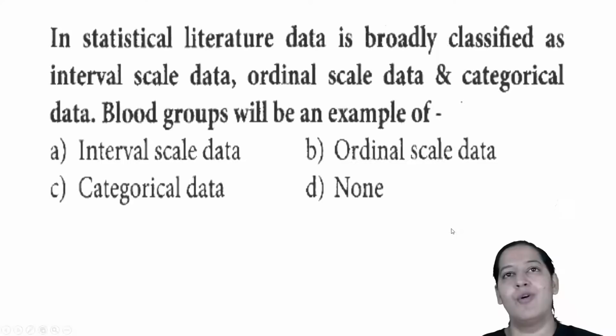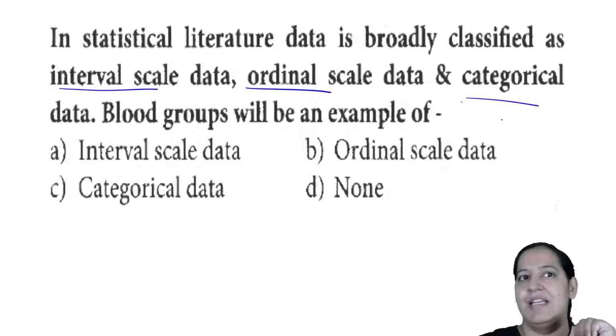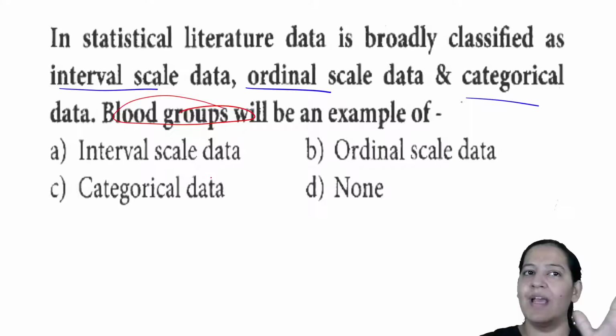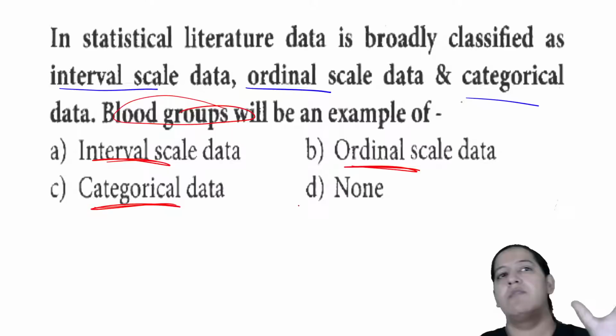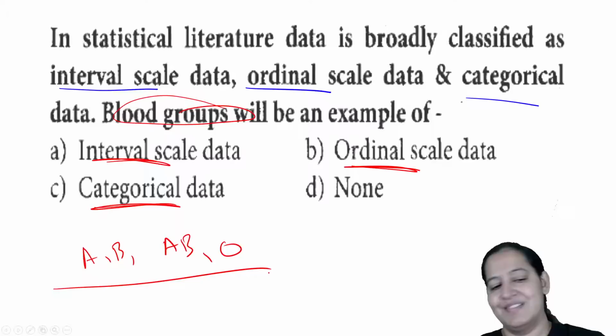This is the next question. Again, a difficult, tricky one. In statistical literature, data is broadly classified as interval scale, ordinal scale, and categorical data. So blood group will be in which category? Blood grouping. Which option will be correct for blood grouping: interval data, ordinal data, or categorical data? You know what blood grouping is. There are four options: A, B, AB, and O. So what will you give? Who will tell me the correct answer?